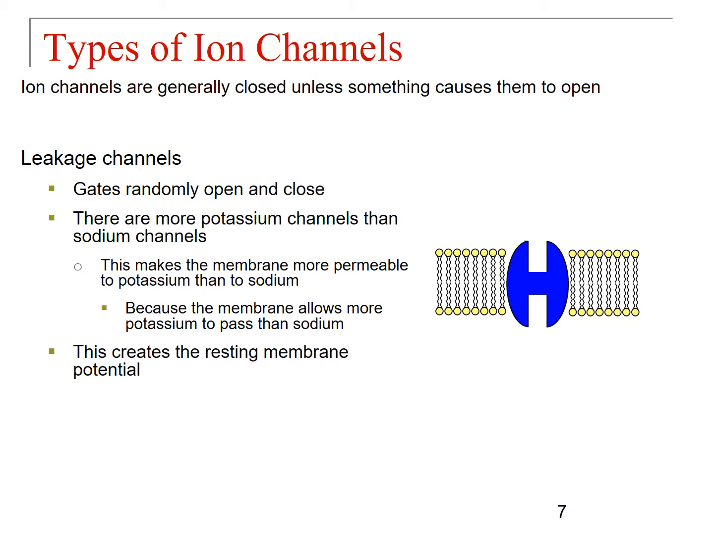Okay, let's talk about the different types of ion channels because they're usually closed unless something causes them to open. So the first type of channel we're going to talk about is leakage channels, and in leakage channels the gates are just going to randomly open and close, as you can see here. There's not going to be a particular stimulus that causes this. And as it turns out, there are more potassium channels than there are sodium channels, and because of this, the membrane is more permeable to potassium than to sodium. Remember that the membrane by itself without channels allows 0 ions to pass whatsoever. So the membrane can allow more potassium to pass than it does sodium, and this is what creates the resting membrane potential.